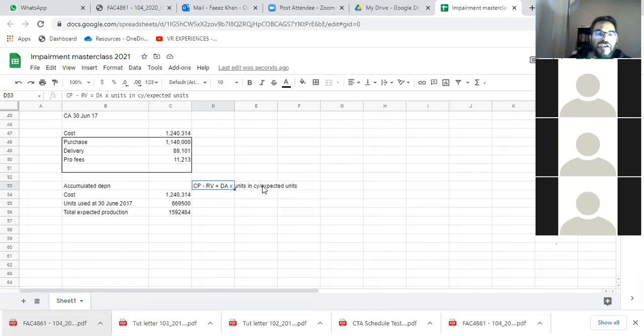You add up each year and you'll get accumulated depreciation. Alternatively, a quicker way is to still use cost price minus the residual value, which is 0. So the cost price equals the depreciable amount, multiplied by the units used to date. I'm using the units used to date, 669,500. You'll get it from the cumulative column, and you divide it by the expected total production. Okay, so that is what we're doing over here.